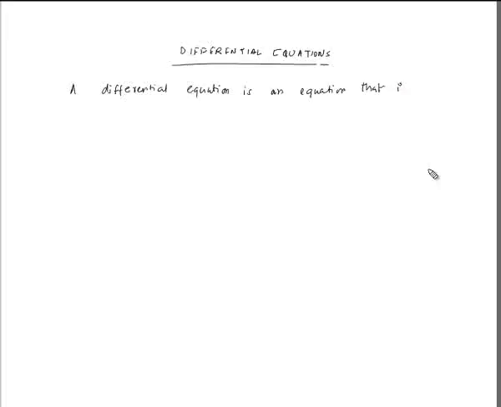So let's begin differential equations. So first, the definition: a differential equation basically is an equation that involves one or more derivatives of the unknown function.